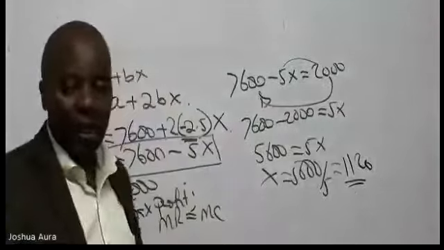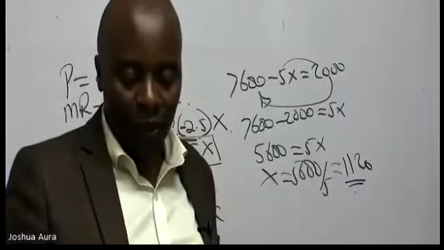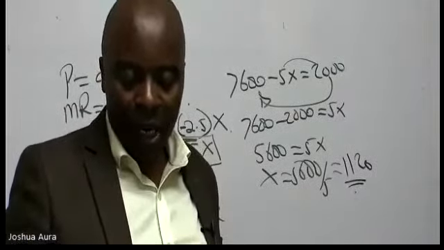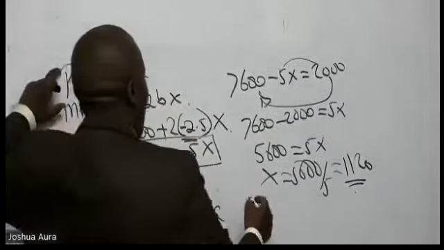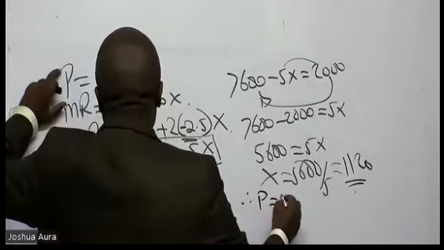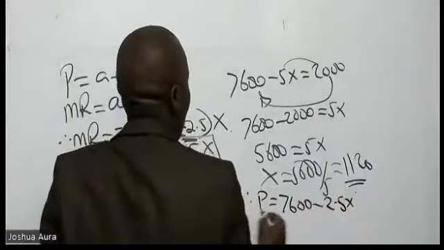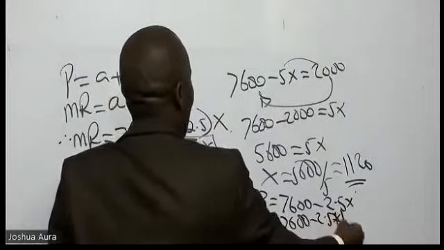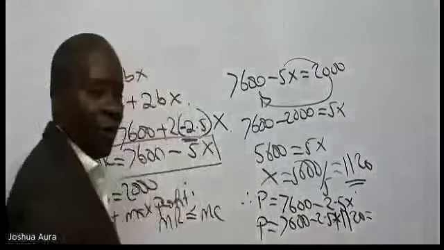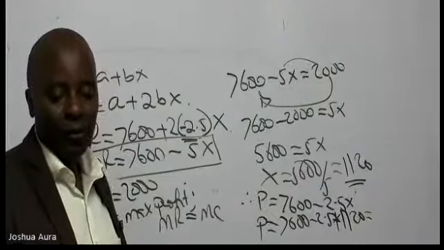Having gotten that as our X figure, please read again. They want the fees. Fees is the same as the price. So we know the price function: our price function was 7,600 minus 2.5X, which is 7,600 minus 2.5 times 1,120. That gives me 4,800 as my fees.